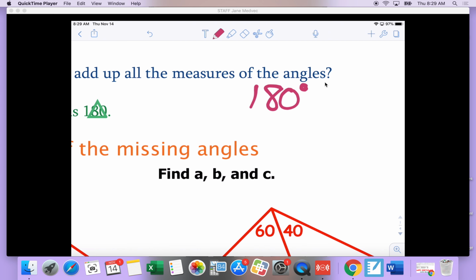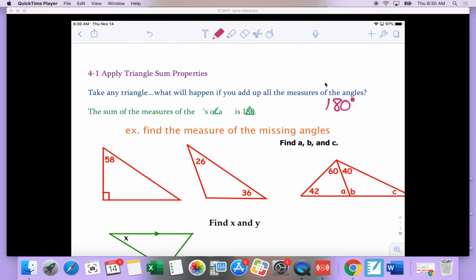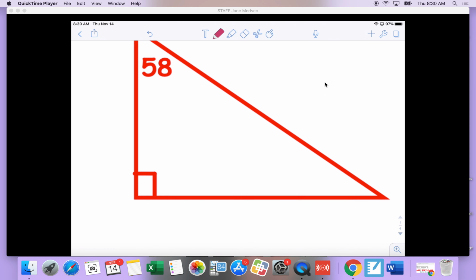Okay, and I'll show you something cool at the end of the hour about triangles and why that's always true. So we'll talk about that later. So the sum of the measures of the angles of a triangle, and I'm sorry that the little symbols are kind of off, they add up to 180. So let's take a look at this one.